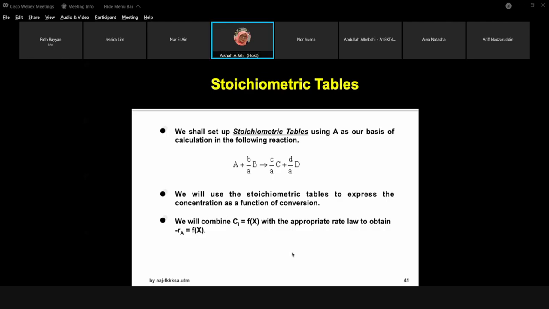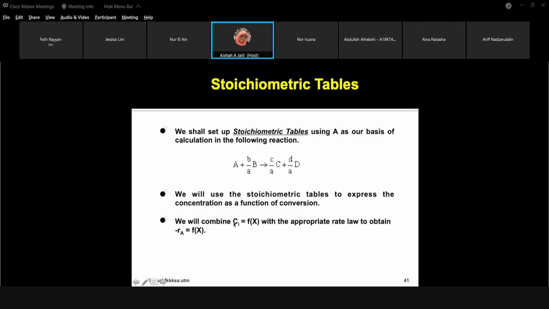Not so difficult. You just have to remember. This is the stoichiometric table. In chapter 3, you have to write the stoichiometric table. Why do you have to write it? Like I said before, you want to combine all that to express C in terms of X.